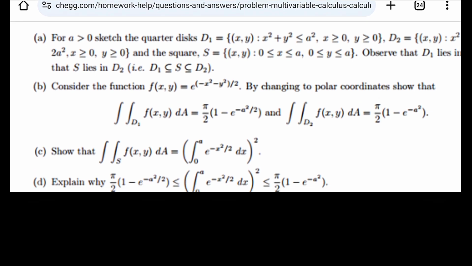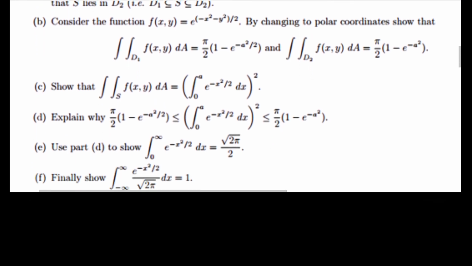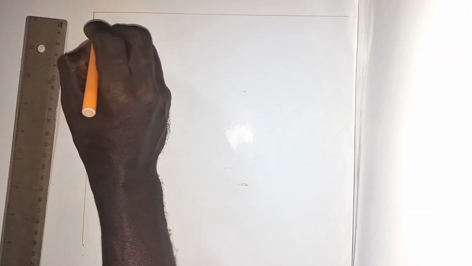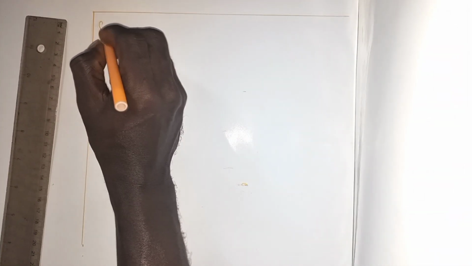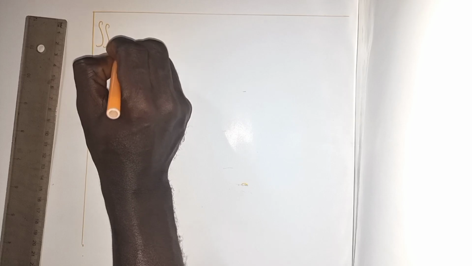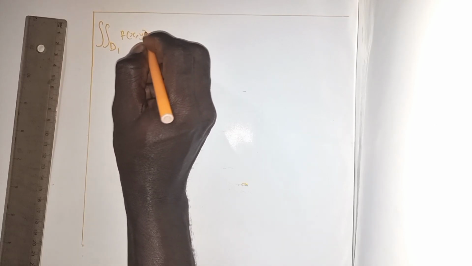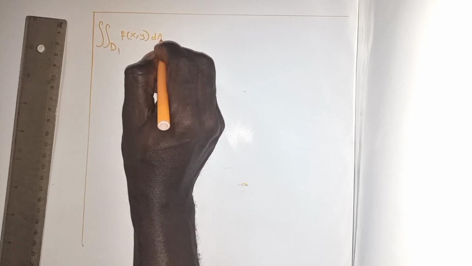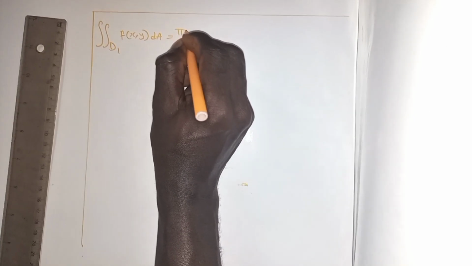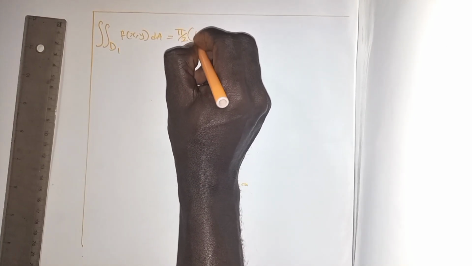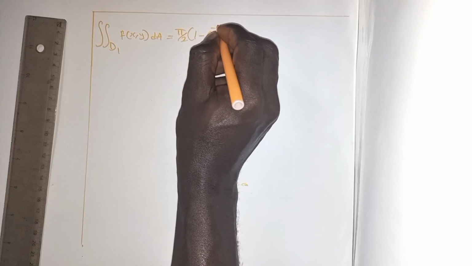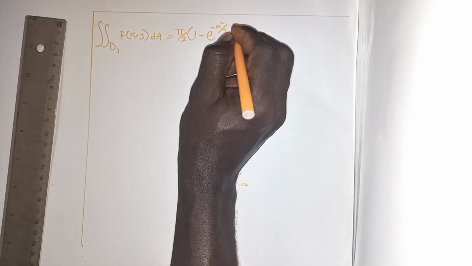Now in this B section, we are doing two things. First, we are showing that the double integral over D1 of f(x, y) dA is equal to pi over 2 times (1 minus e to the minus a squared over 2).